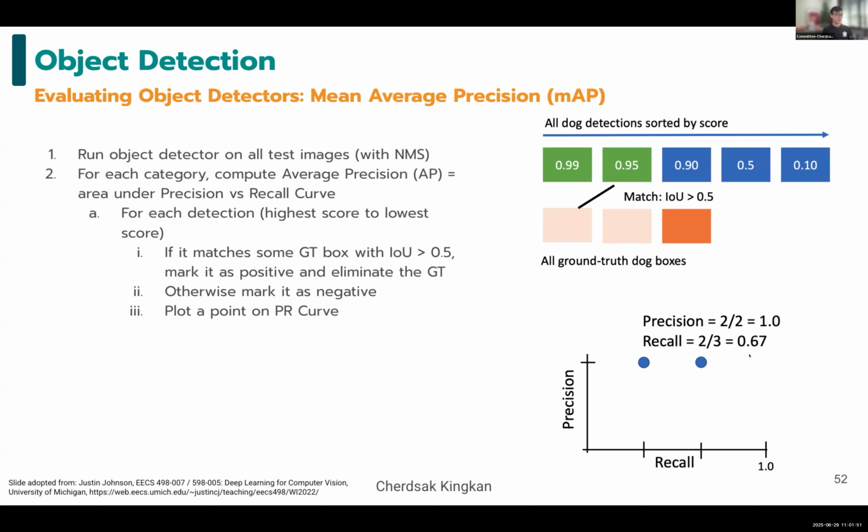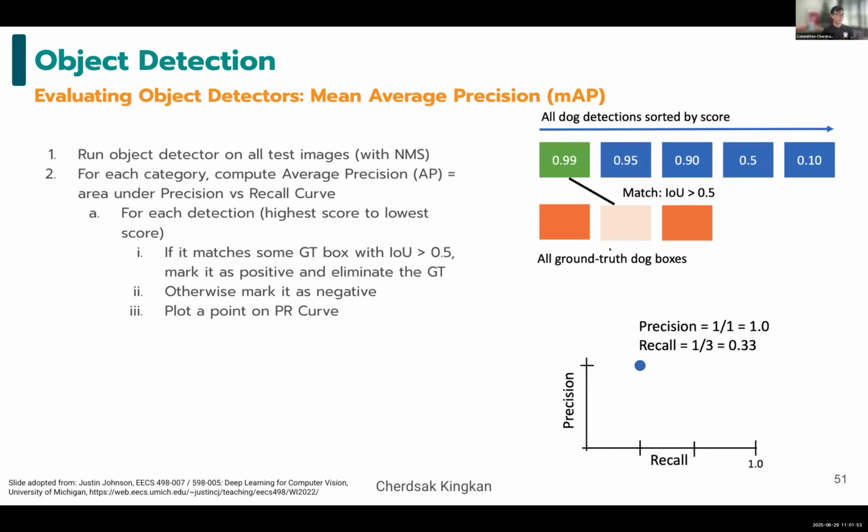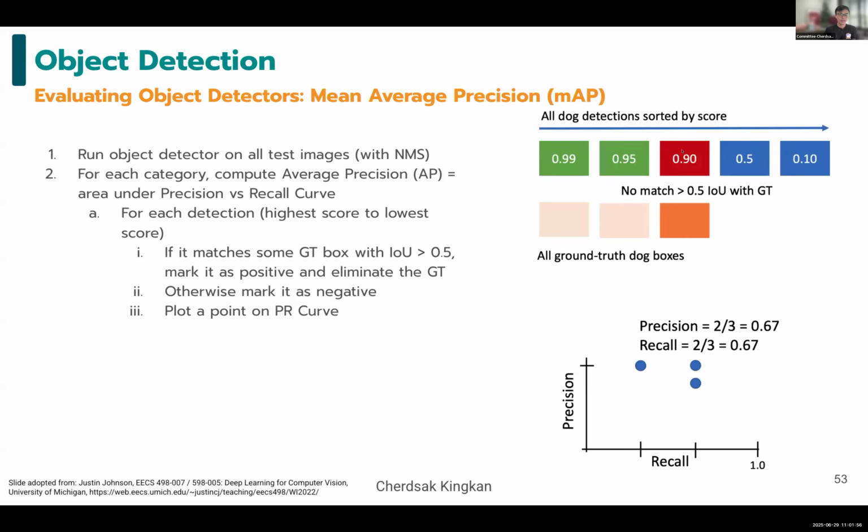We keep repeating again for the next one, right? So the third highest score, and then we try to match it with the ground truth. So now it didn't match any ground truth. So we plot that. The precision is dropping because we examined 3, but we get only 2 positive. So it will be 2 divided by 3. And the recall is still the same value, right? Because we already retrieved 2 out of 3 ground truth. And we plot the third point over here.